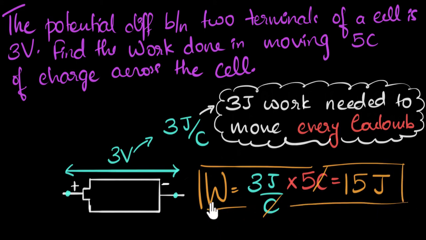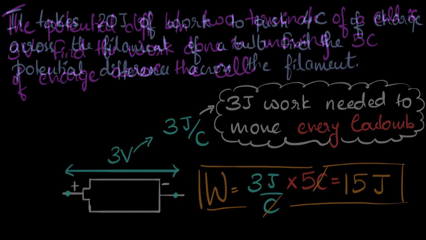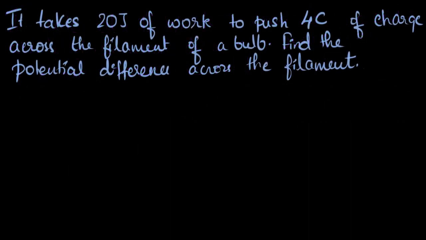So notice that if we understand what voltage is or potential difference is, if we understand the meaning of volts, we don't have to remember any formula. We can just logically solve problems like this. Let's try another one. It takes 20 joules of work to push 4 coulombs of charge across the filament of a bulb. Find the potential difference across the filament.